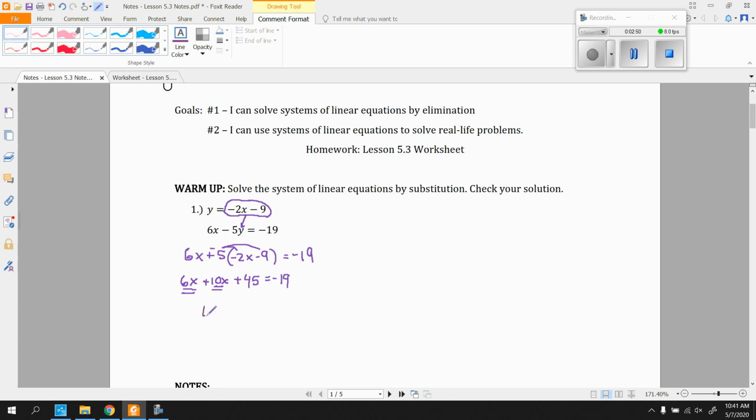6x and 10x is 16x plus 45 equals negative 19. We'll subtract 45 from both sides of the equation to get 16x. Let's see, hit the old calculator here. Negative 19 minus 45 is negative 64. And then we'll finish, at least this first part, we're not done, by dividing both sides by 16 to get x equals negative 4. Okay, that's the big portion.